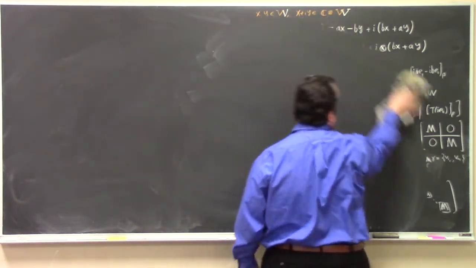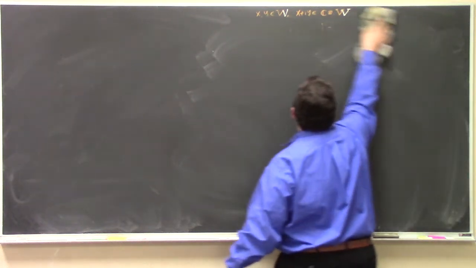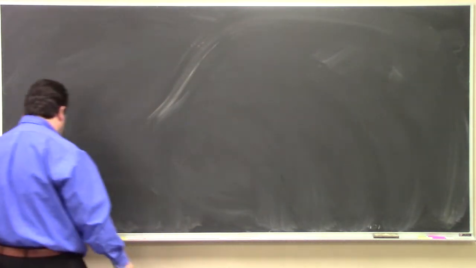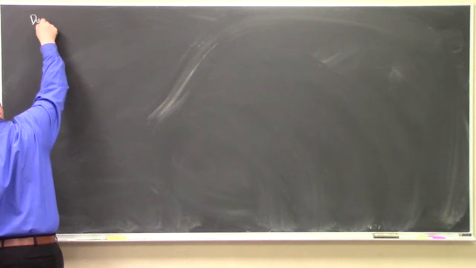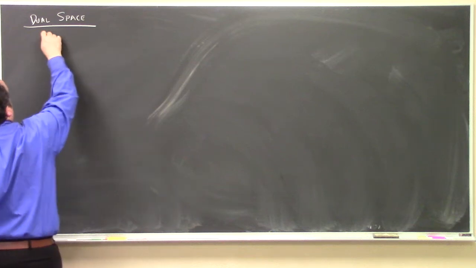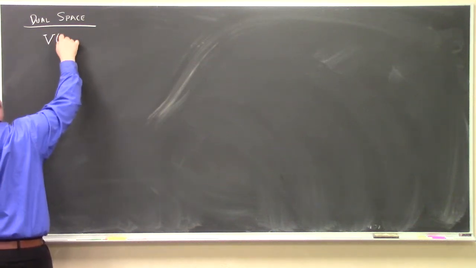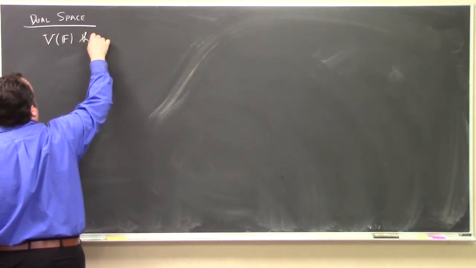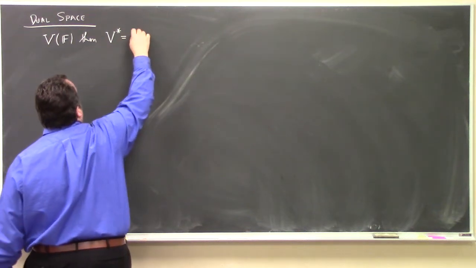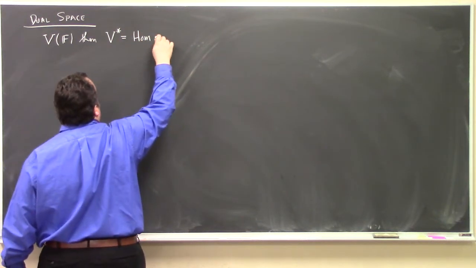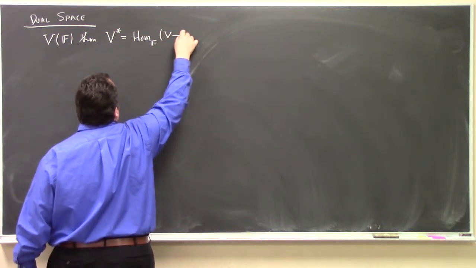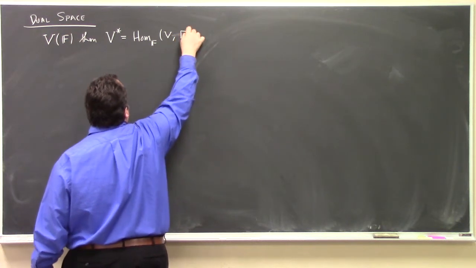Have we ever talked about the dual space before? Maybe in differential geometry. In differential geometry, we did talk about it there. But let's revisit that. What's a dual space? If you have V, a vector space over F, then the dual is homomorphisms, really linear transformations, from your vector space into the field.